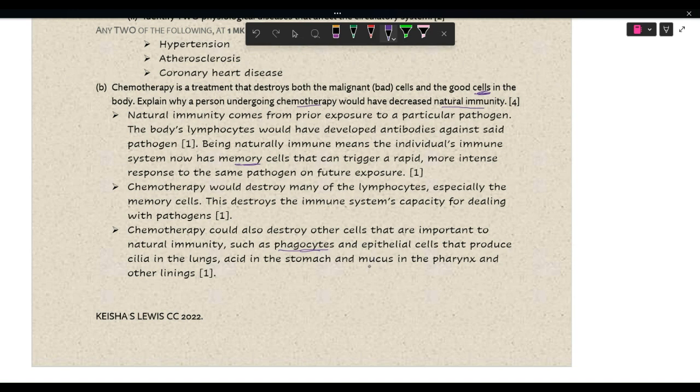So those will be affected as well, all right. They may not be destroyed, the epithelial cells, because they're able to regenerate so quickly. They're not utterly destroyed, right? But at the same time, they are significantly affected. Well, the phagocytes definitely are going to be affected significantly as well, right? So that's basically how you can answer a question like this.